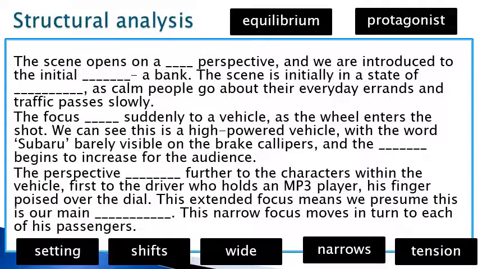Now, I told you that you could analyse a film opening in very much the same way as you analyse a novel opening. So on the screen there, you've got a few words about structure, some structural devices. You've got equilibrium, which we talked about before. You've got setting, shifts, wide, narrows, tension. The only one that might be new is protagonist. A protagonist, which is in the top right-hand corner there, just means the main character. That's all that means. But again, that's a useful term that you might use when you're analysing the exposition of a story. You might be talking about how the protagonist's character is developed at the start.